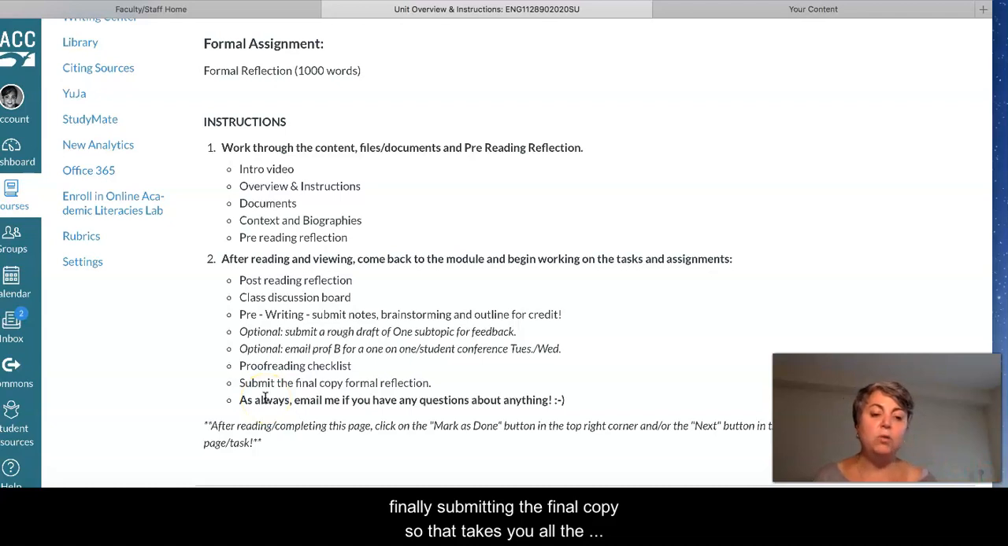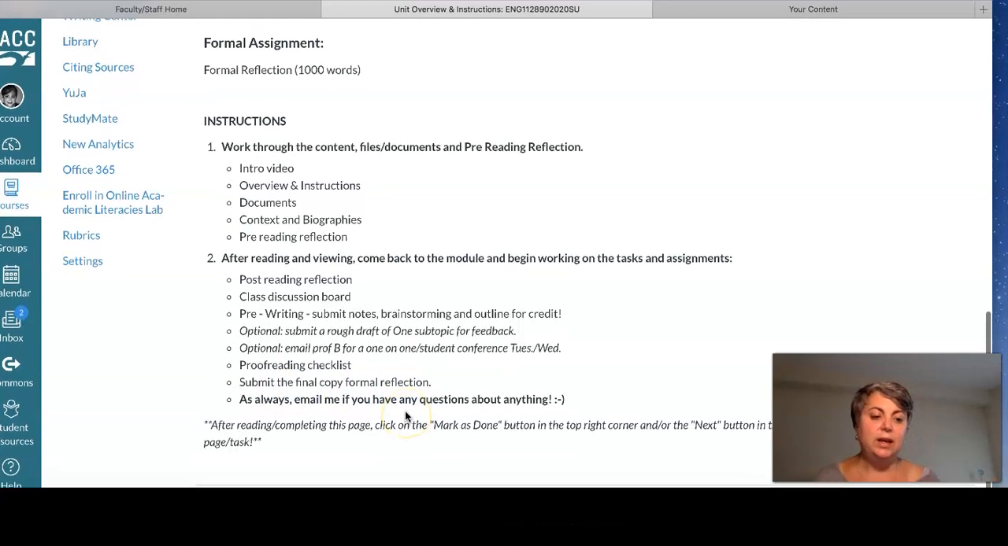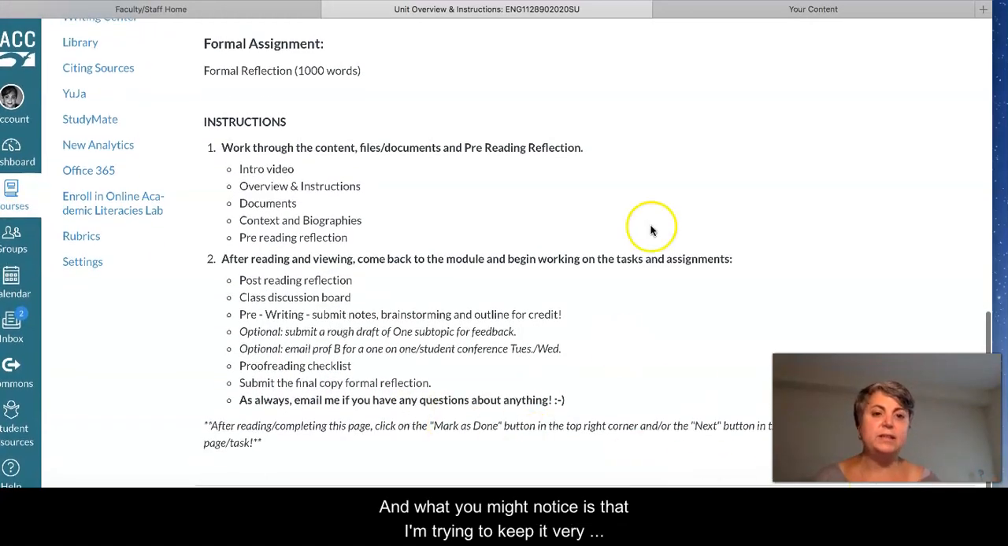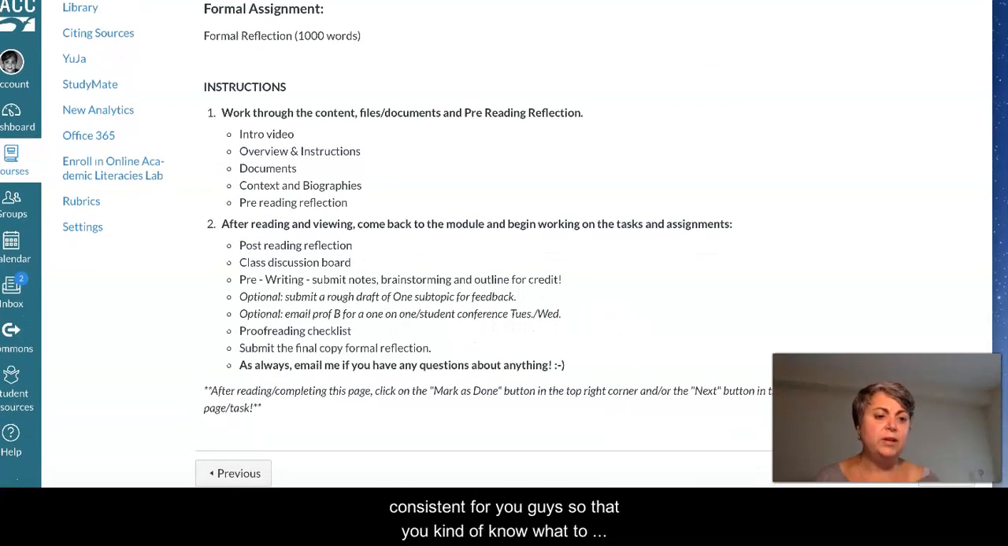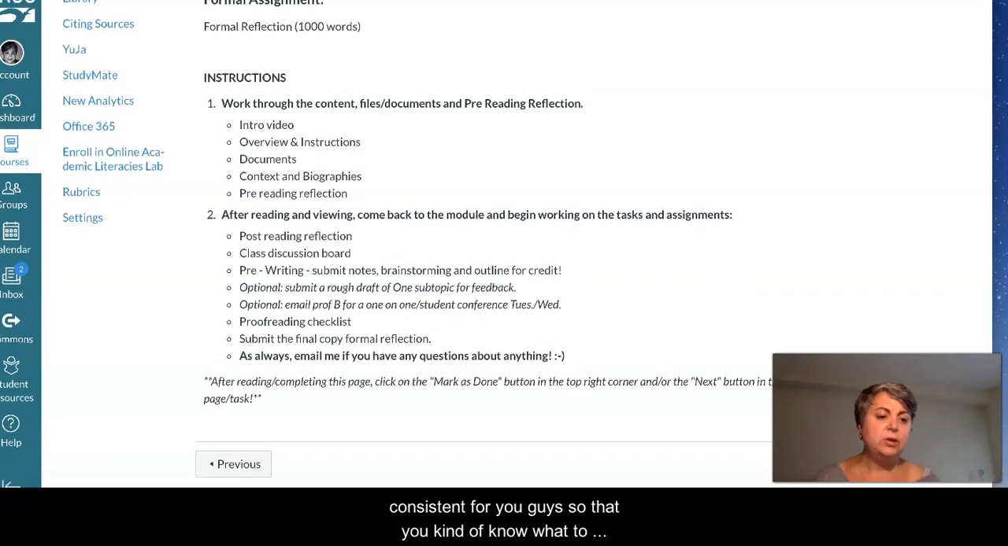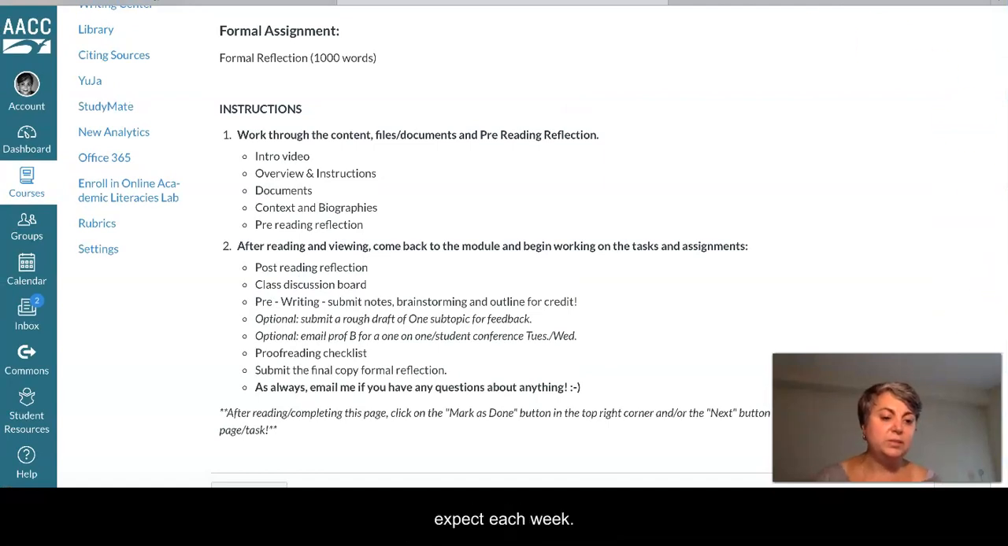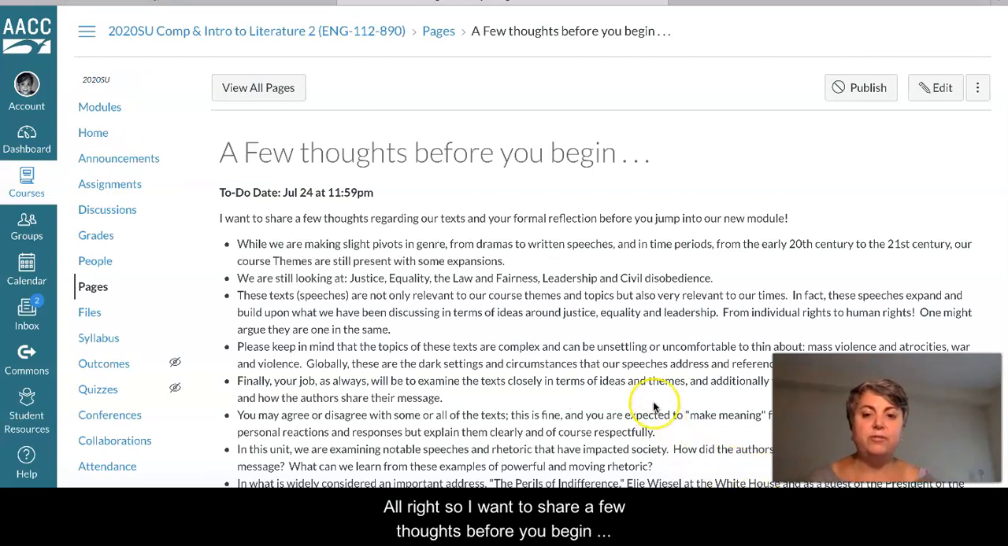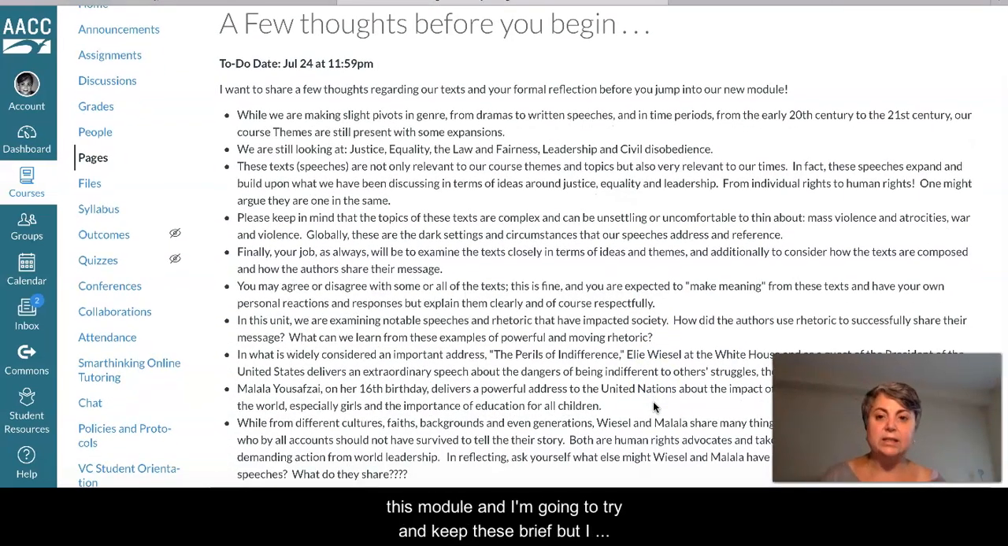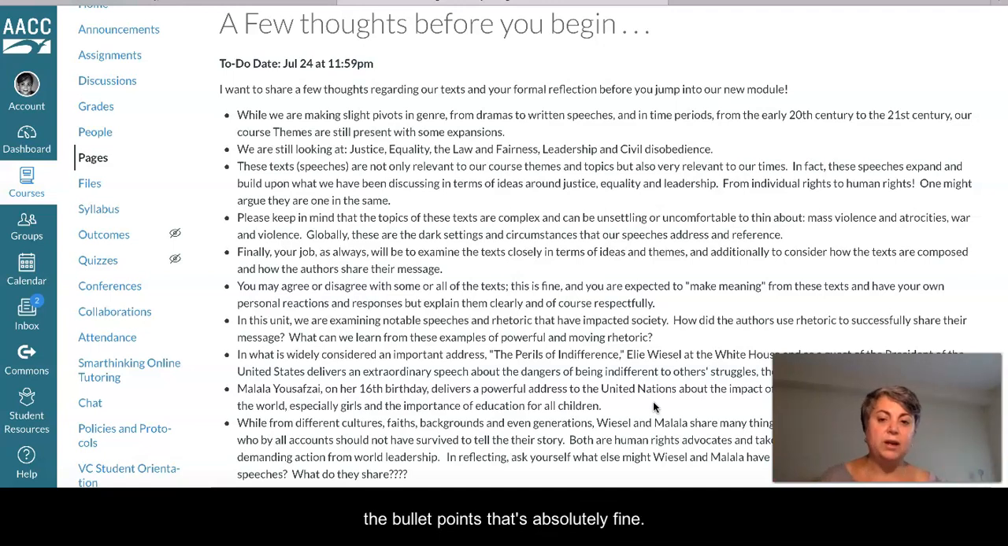So that takes you all the way through the table of contents for this unit. And what you might notice is that I'm trying to keep it very consistent for you guys so that you know what to expect each week. All right, so I want to share a few thoughts before you begin this module. And I'm going to try and keep these brief, but I think they're important. So do pay close attention to these thoughts. If you need to pause the video and read through the bullet points, that's absolutely fine.